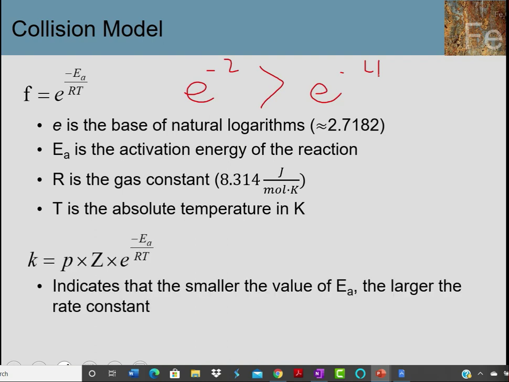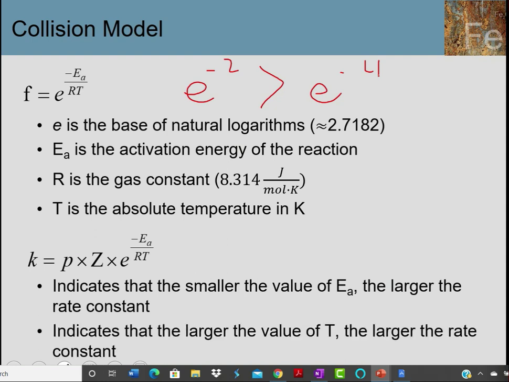Translation: the smaller the Ea value, the larger the rate law constant, and the larger the T value, the larger the rate law constant. Well, that kind of makes sense from a conceptual standpoint. Let's step away from the math for a second. The lower the activation energy, the less energy that's needed in order for a reaction to take place, so more molecules are going to have that energy. Think about that. The less energy that's required to make a reaction take place, the more molecules are going to have that energy.